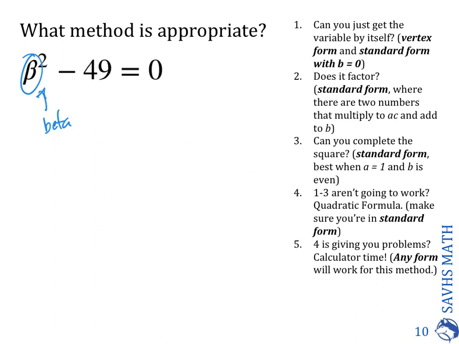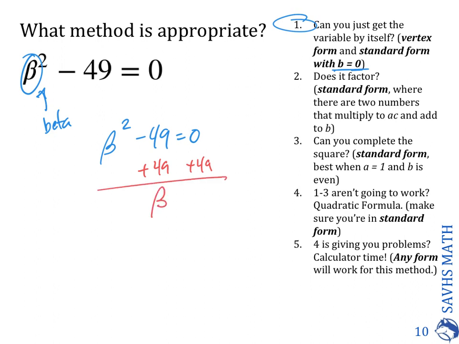Okay, can we just get the variable by itself? Yes, we can, and the reason that I see that is because we're in standard form, but b is not written. So we can rewrite beta squared minus 49 equals 0, and just do opposite things to get x by itself, or beta by itself. So let's add 49 to both sides. We get beta squared equals 49. And then our two answers will be beta equals plus or minus the square root of 49.